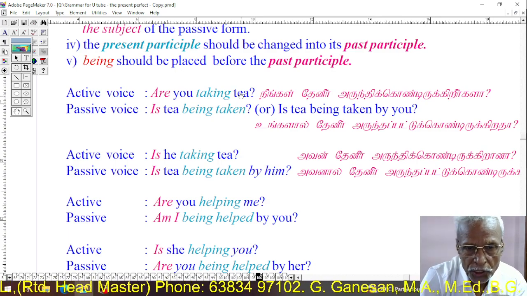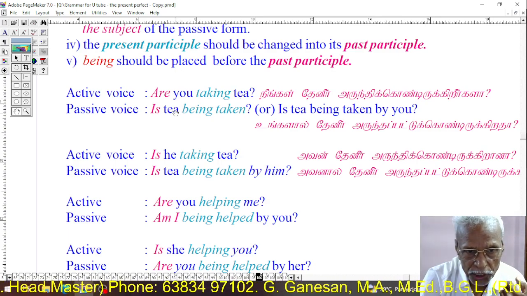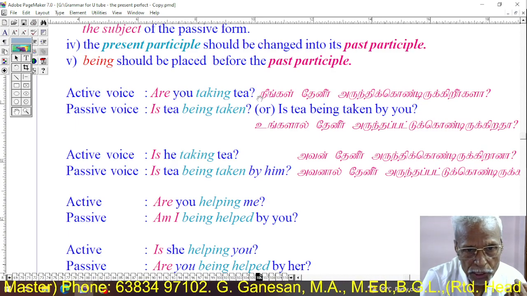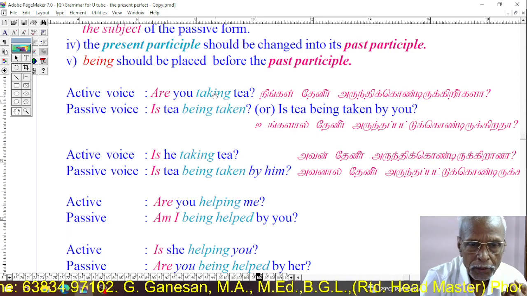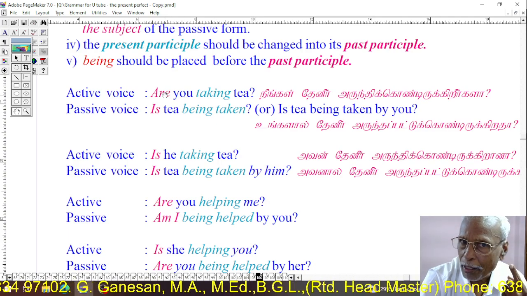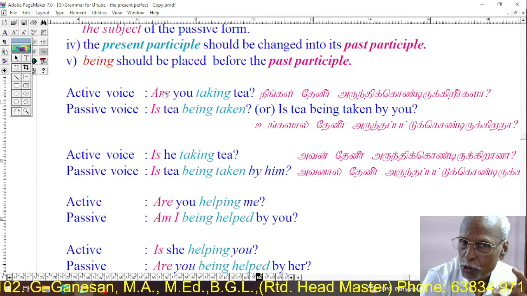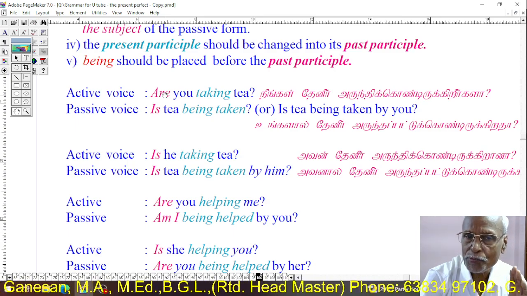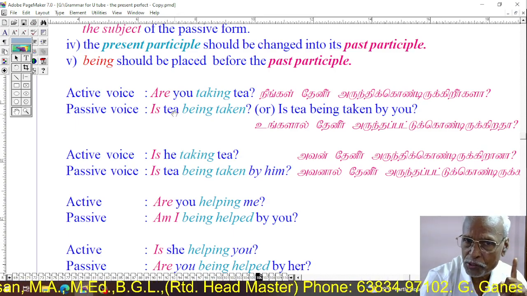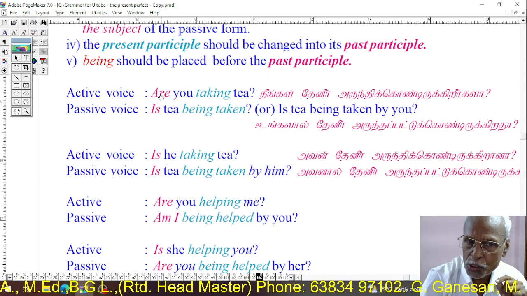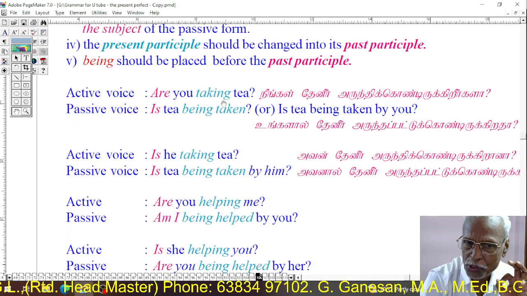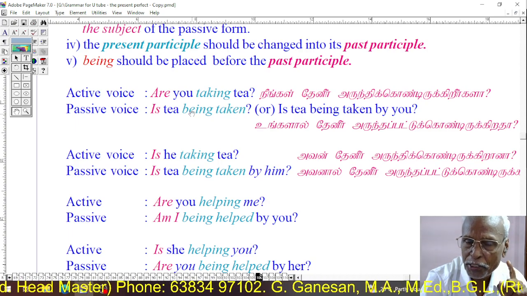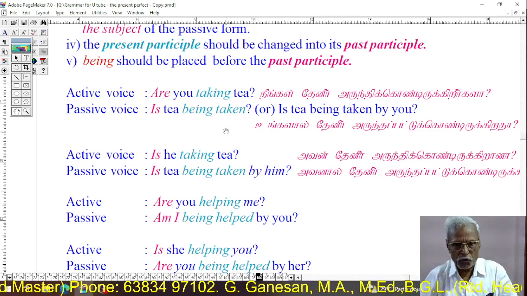Interchanging subject and object: the object "it" is changed as the subject, and the subject "you" is changed as "by you". Then the first verb "are" should be changed according to the subject of the passive one. Here the subject is "it", so "are" is replaced by "is". Then the present participle "taking" is changed into the past participle "taken". Then "being" has been placed before it. In this way we have done all these things.